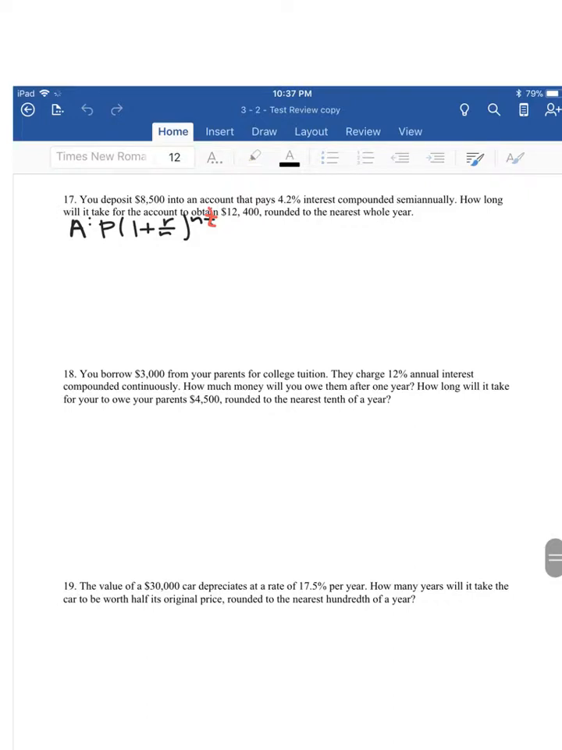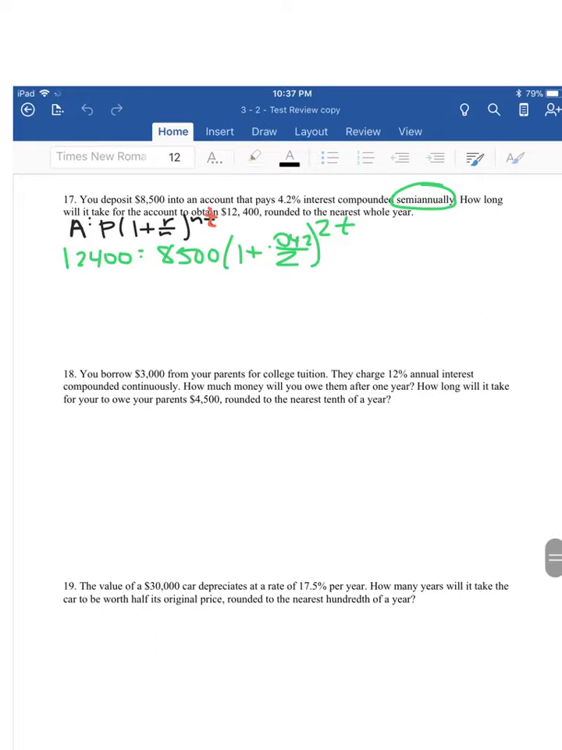So I want my final amount. My final amount should be 12,400 equals 8,500 was how much I started off with, times 1 plus my rate, which is 0.042 divided by N. Semi-annually is happening twice per year. And then 2T.